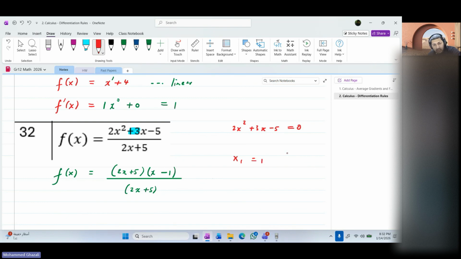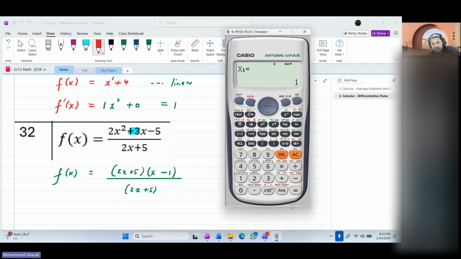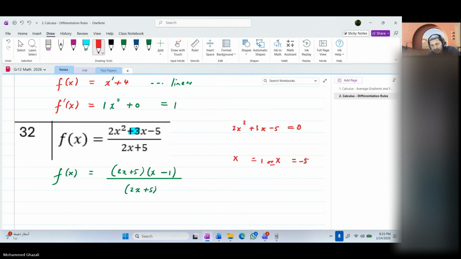X1 is equal to 1, and you're getting x2. I didn't check x2. X2 was minus 5 over 2, all right? So you're going to bring the 1 over, you're going to get x minus 1 as a factor. And you're going to bring the minus 5 over, you're going to get x plus 5, right?